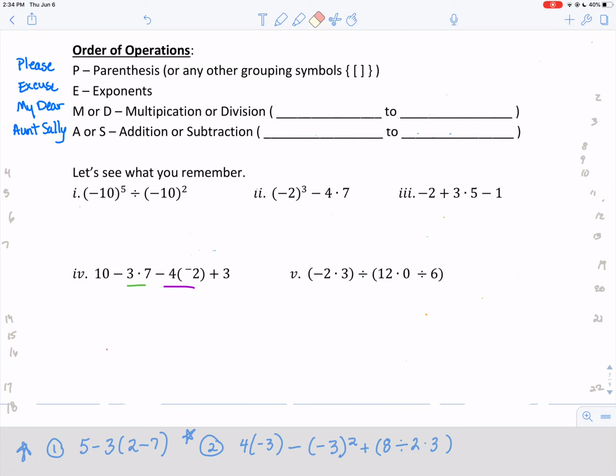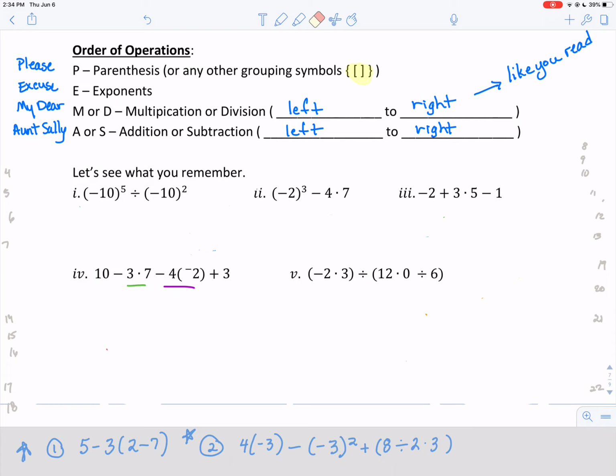Please begins with P, so that's the parentheses, or any other symbol, so it could also be brackets. That is the first thing that you need to do. Next is your exponents. Then multiplication and division you can do, but you need to do them left to right, just like you would read. And then addition and subtraction is also left to right, but there are some exceptions.